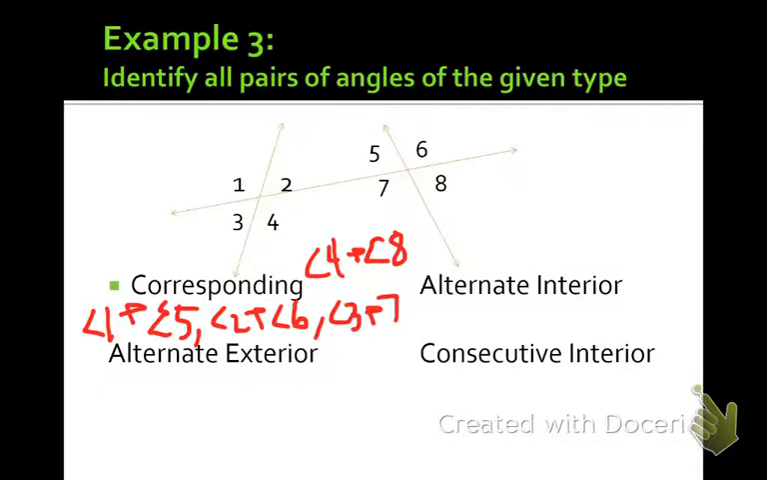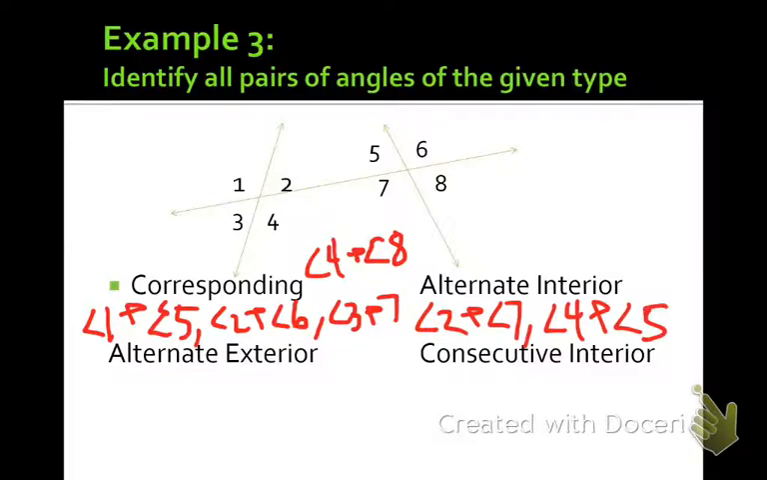Alternate interior angles. There's 2 pair of alternate interior angles in this picture. Give me one. Angle 2 and 7. Yes, angle 2 and angle 7. Opposite sides of the line and inside the lines. What's the other pair? Trent. 4 and 5. Yes, angle 4 and angle 5.